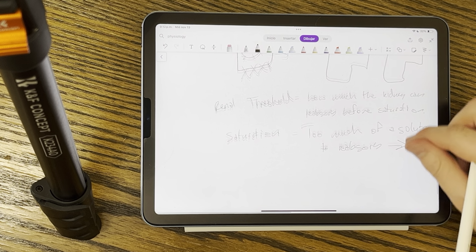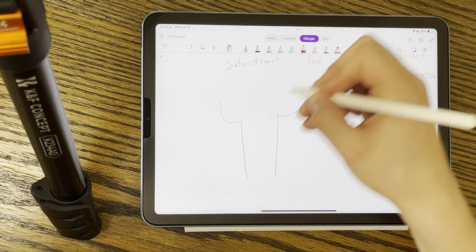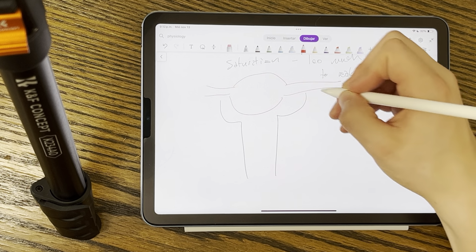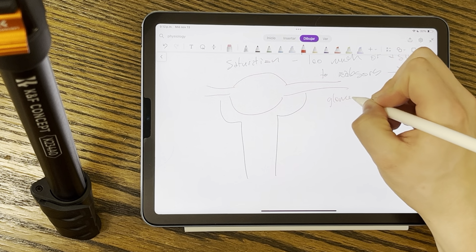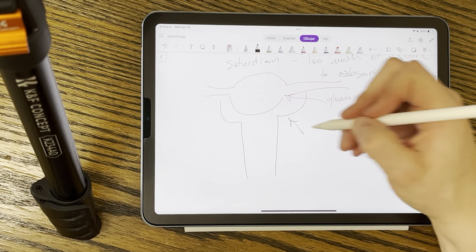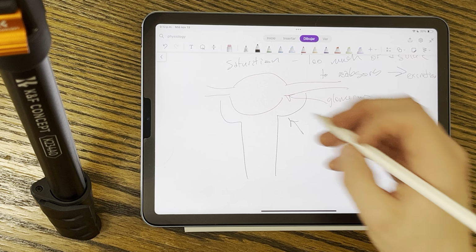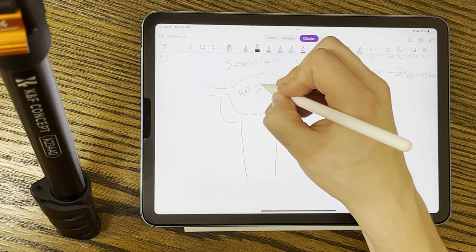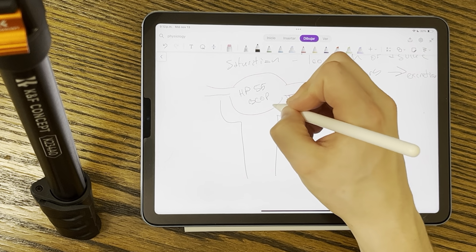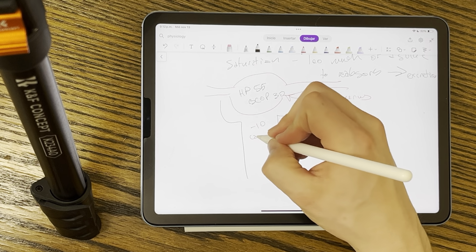So now real fast, we're just going to talk about how filtration works. If this is a glomerulus here, and this is our capsule, what's going to happen is we're going to have a hydrostatic pressure of about 55, and then we're going to have a oncotic pressure of about 30, and then we're going to have a negative 10 capsule pressure.